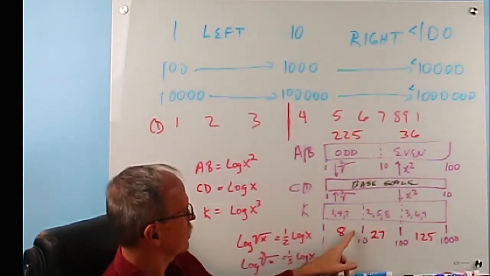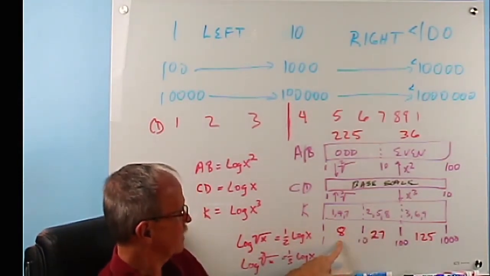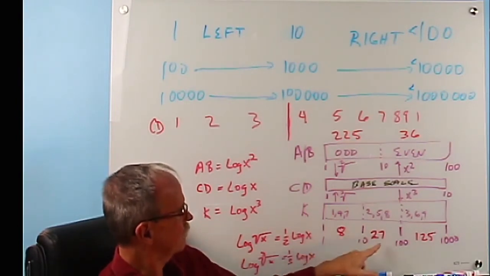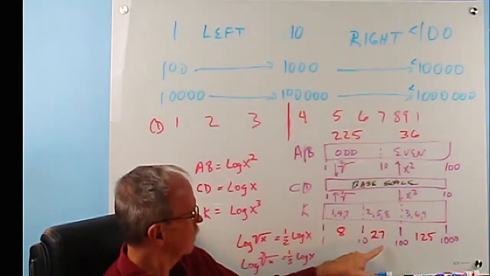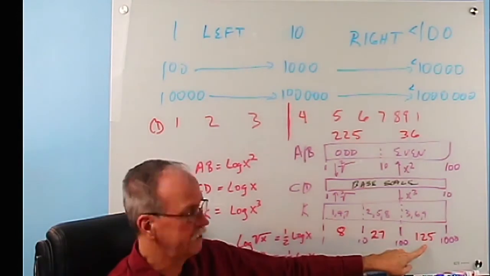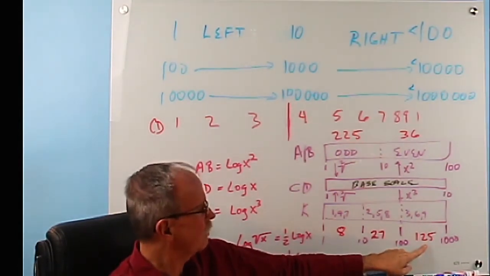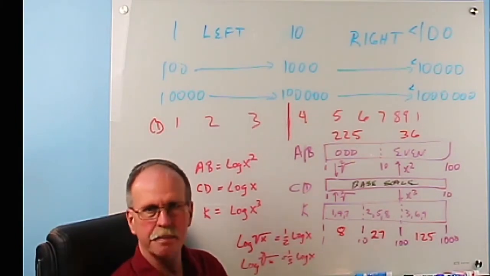Something similar occurs down here with the cubes. So for example, if you had 8, that's a single digit. You'd read it here. 27, that's the cube of 3. That would be here. 125 is 3 digits. That's the cube of 5, and that would be here. So let's go over to the slide rule and just see if we can make some sense of all of this.